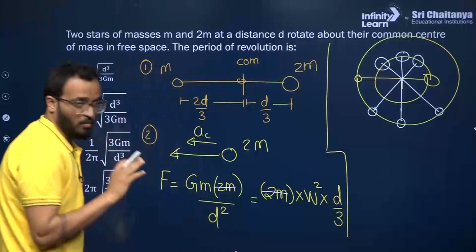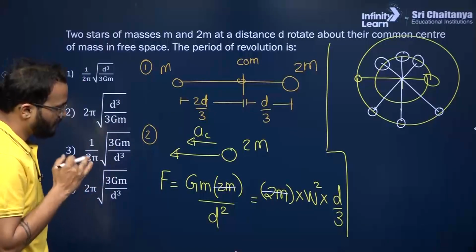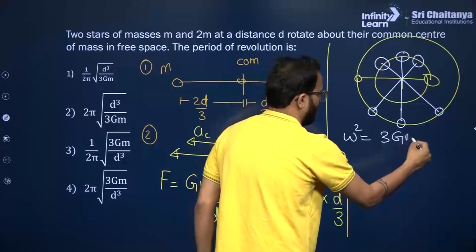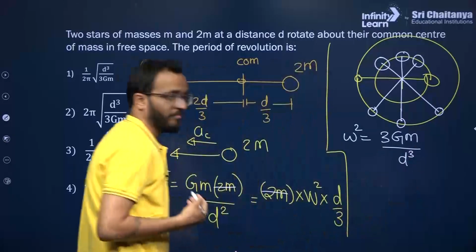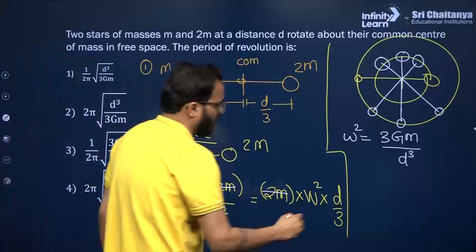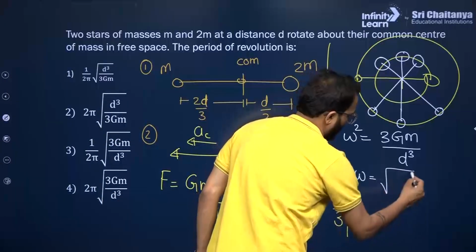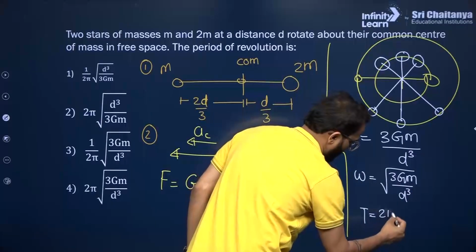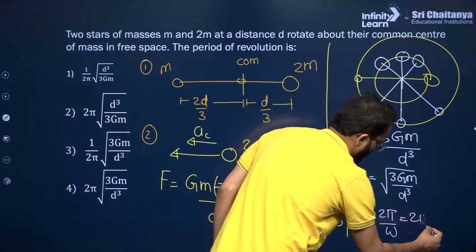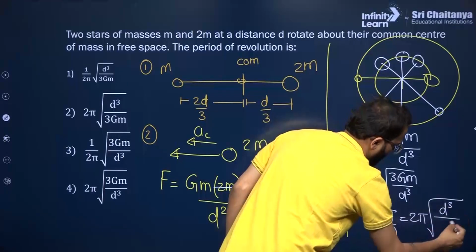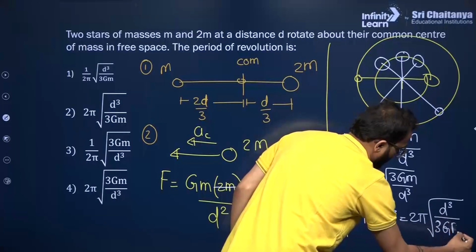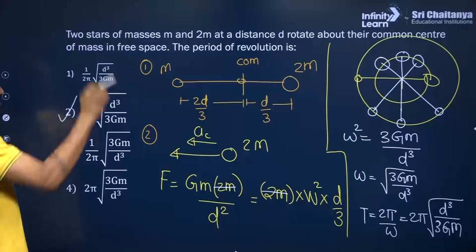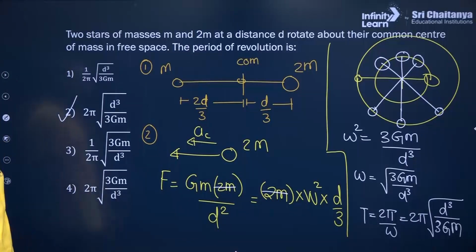Now this 2m and 2m get cancelled, right? So from here we can say that omega square is 3Gm by d cube, right? So what they want is the period of revolution. So omega will be root over 3Gm by d cube and time period is 2 pi by omega. So it is 2 pi root over d cube by 3Gm. Second option is correct. Did you understand?